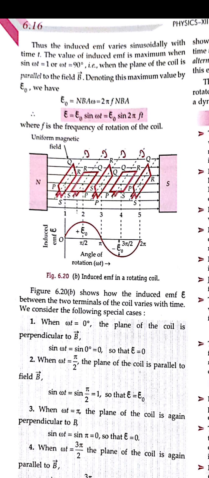So with the changing theta, that is omega t, the value will change. If it is at 0 degrees, then the induced EMF will be 0. If it is rotated by 90 degrees, the induced EMF will be maximum. If it is rotated again to 180 degrees, then again the induced EMF will be 0. So as theta, that is omega t, changes, the induced EMF also changes.